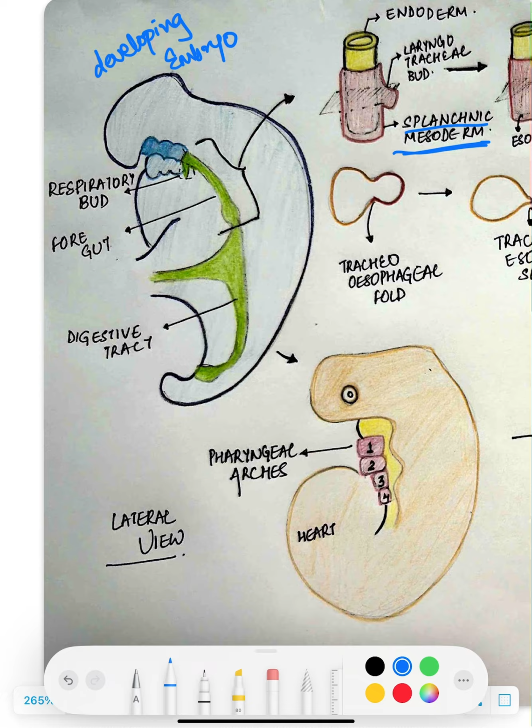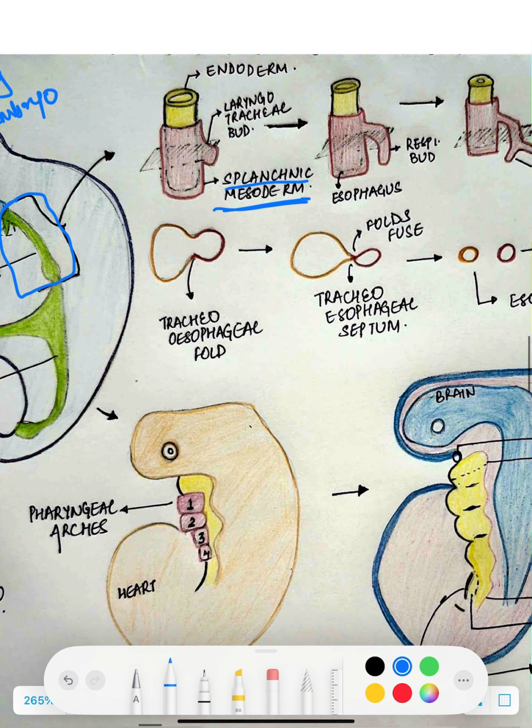You have a respiratory bud, which I have marked over here. This whole thing is the foregut, and this is your digestive tract. I have enlarged this portion, so this is the foregut section. Surrounding the foregut, the red thing which you can see is the splanchnic mesoderm, and this is the inner endoderm.